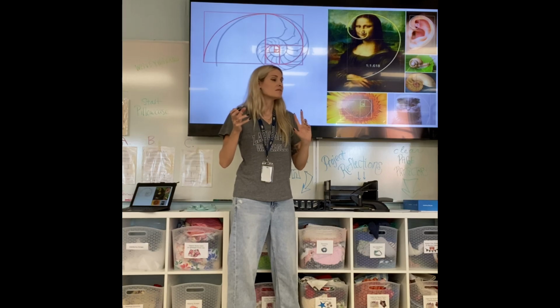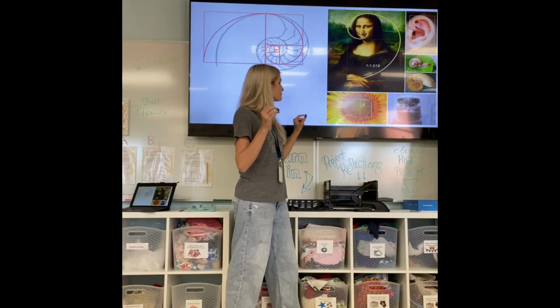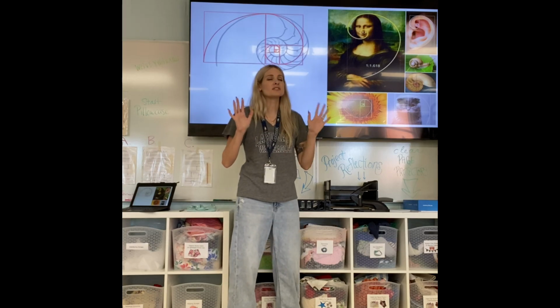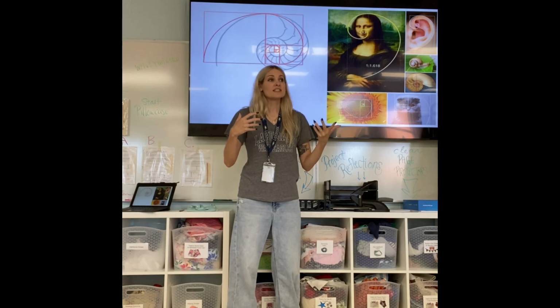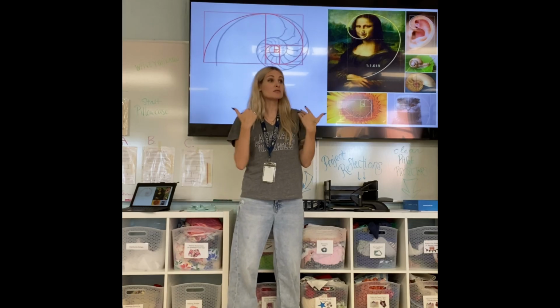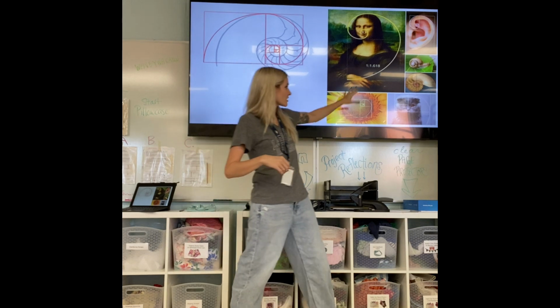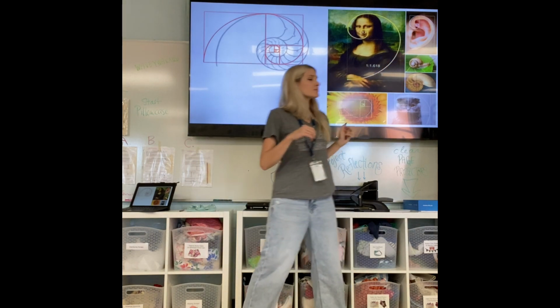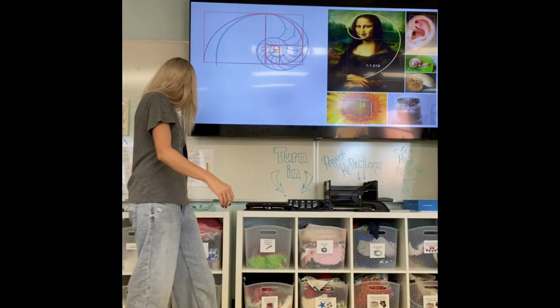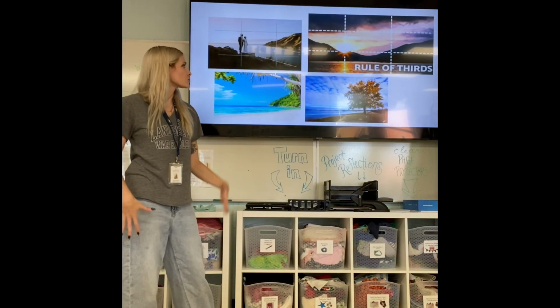We'll look at a sketch of what he did of the human face with how it relates to the golden ratio as well. So we see this a lot in nature. So there's some examples of the golden ratio through nature. Here's some more natural pictures.